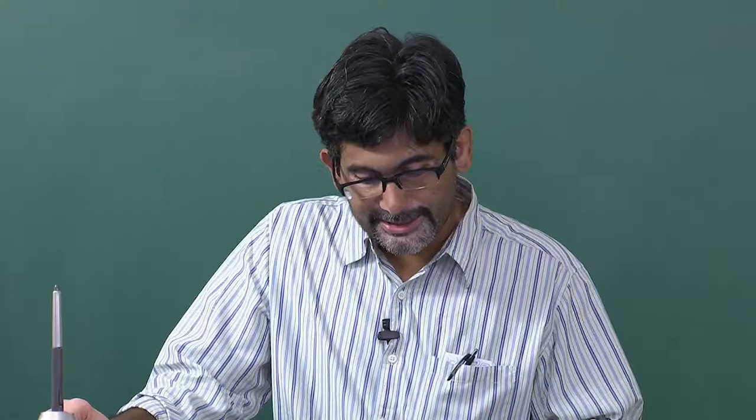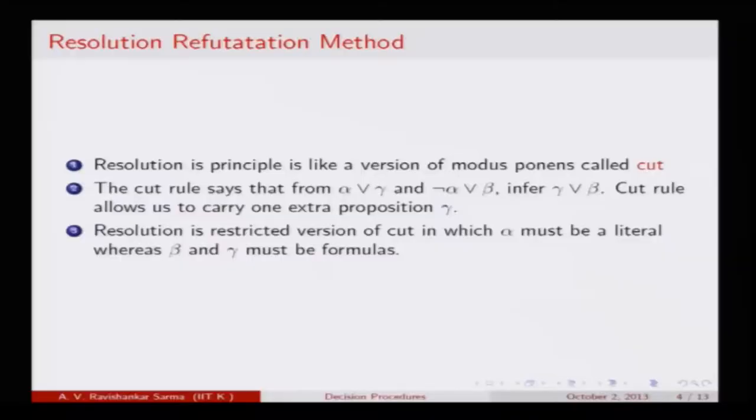So now resolution is a restricted version of this particular cut rule, in which alpha must be a literal, whereas beta and gamma must be formulas.